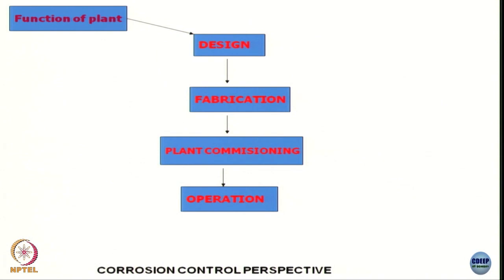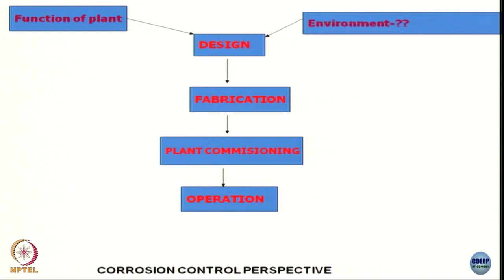Why it is important is, please notice the material selection that you talk about does not primarily consider corrosion as the requirement in many cases. So, the material selection depends upon the functional requirement of the particular industry component, okay. That is why you need to look at the function of the plant. If not the function, then you can also start looking at the environment.